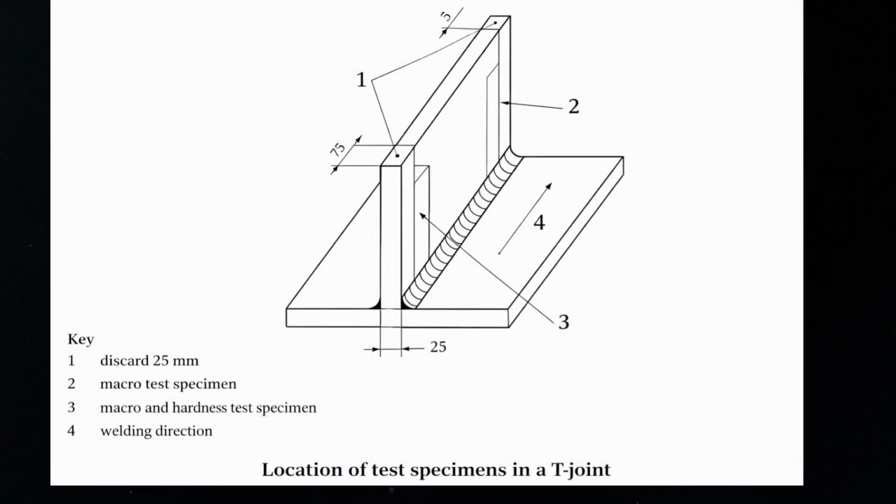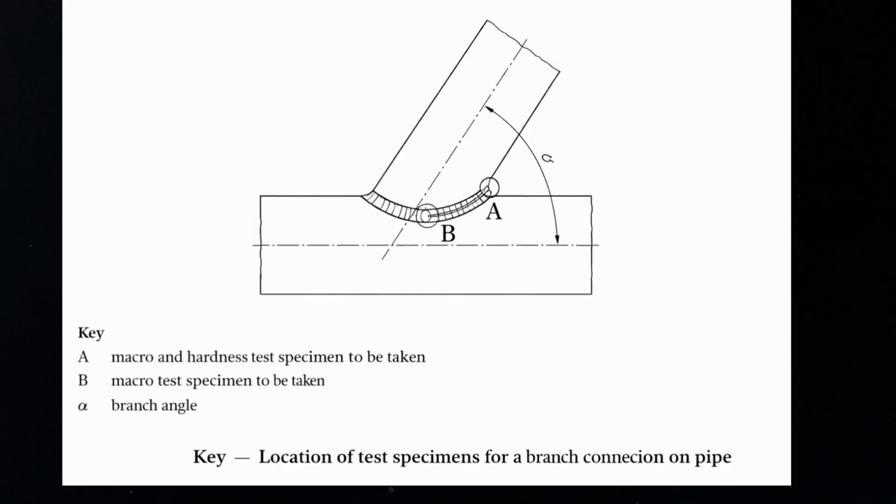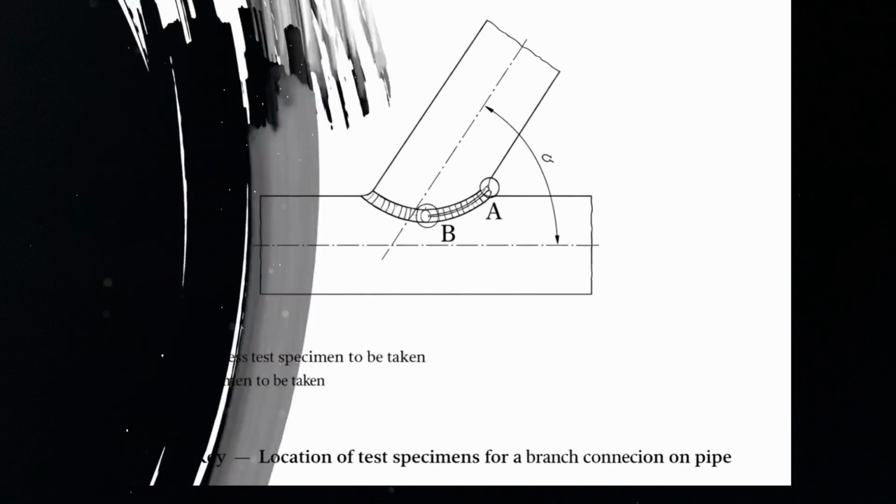Figures 7 and 8, T-joints and branch connections. For T-joints, the macro and hardness specimens are taken as shown in Figure 7, with a 25 mm discard at each end. 2 macro examination specimens are required, one for macro only, and one for macro and hardness. For branch connections per Figure 8, specimens A and B are identified at specific positions around the branch, with specimen A providing macro and hardness data and specimen B for macro only.